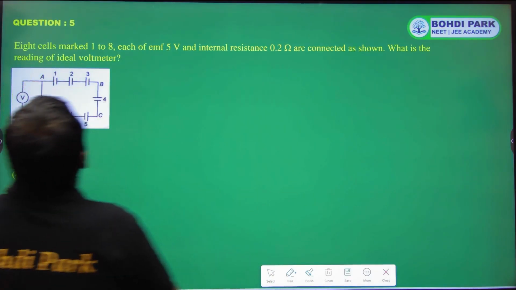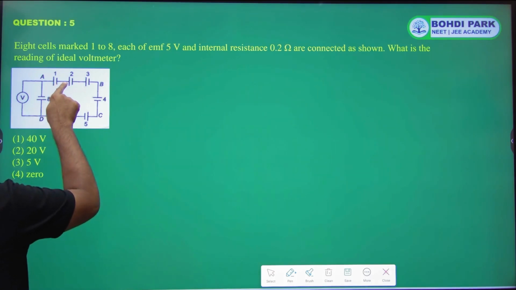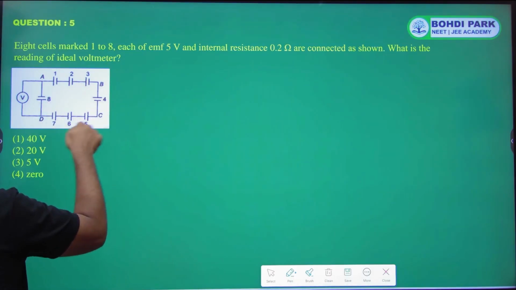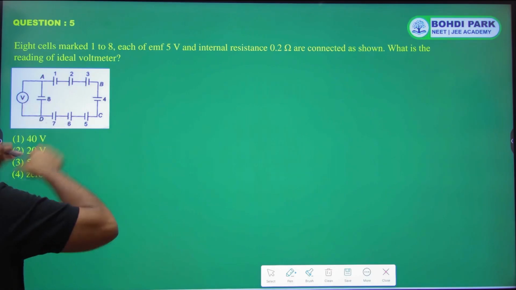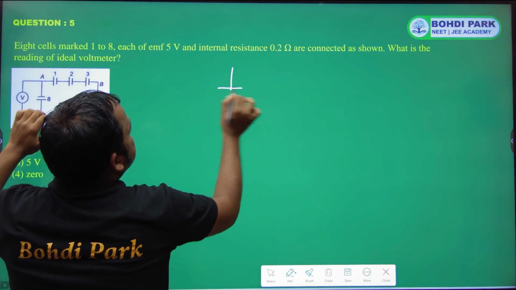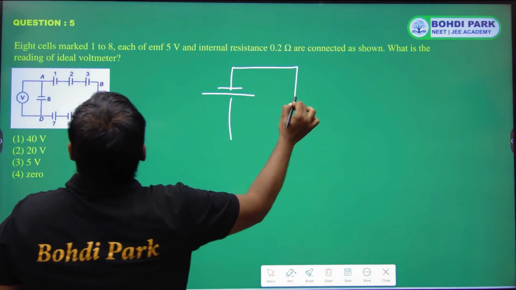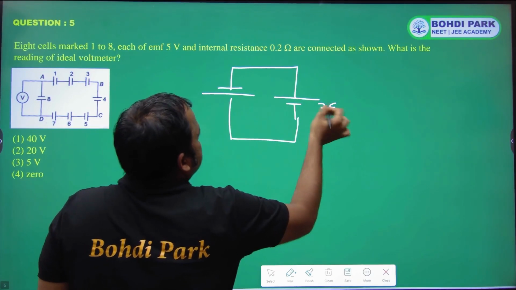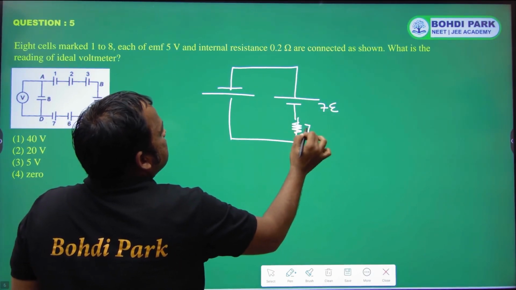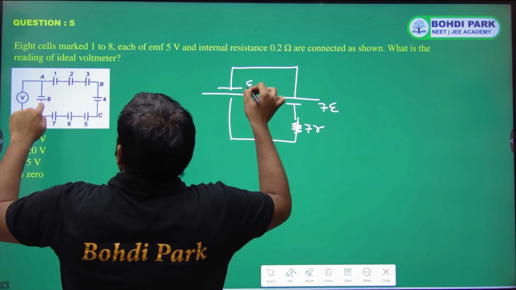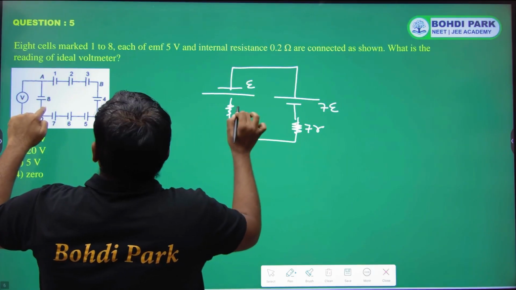If you see, the negative terminal of 1 is connected to the positive of 2. Similarly, negative of 2 is connected to positive of 3, and so on, 4, 5, 6, 7. They are all connected in the same order. So the equivalent of these 1, 2, 3, 4, 5, 6, 7 has equivalent EMF 7E and equivalent internal resistance 7R, and this single 8th cell has EMF E and internal resistance R.